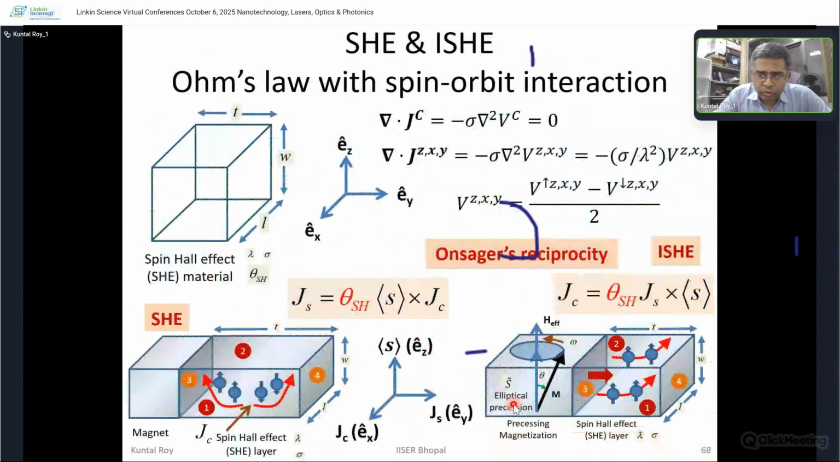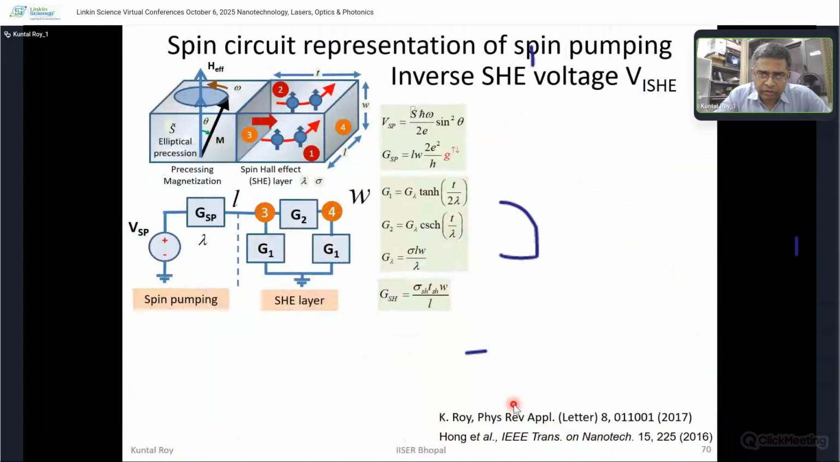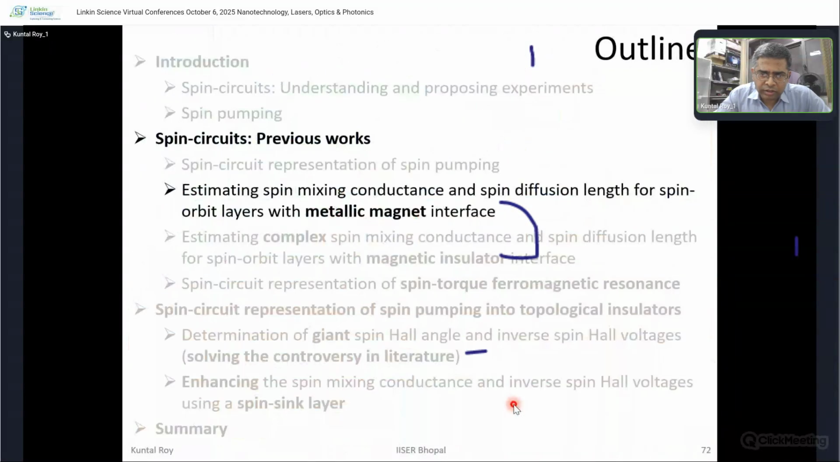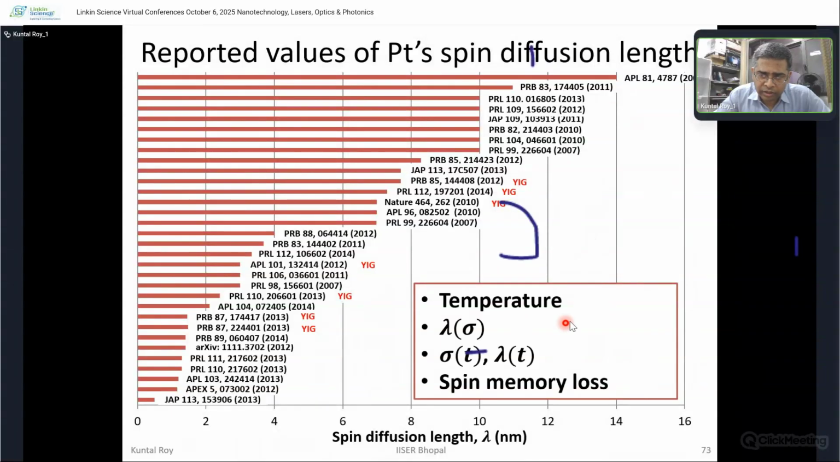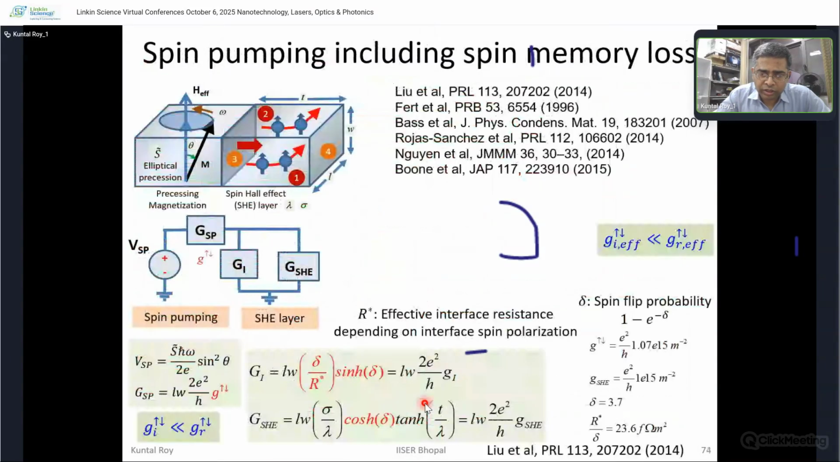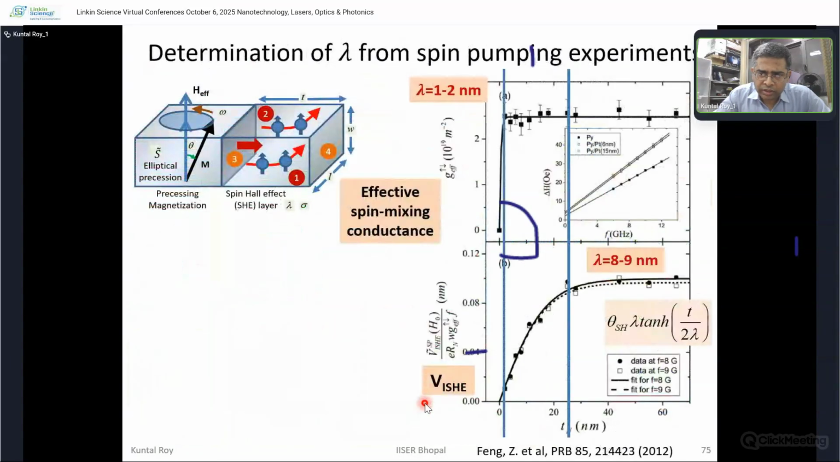That has also been used to determine material properties from experimental results. For example, there is the spin diffusion length, and there is a lot of controversy in the literature. It is reported from 0.5 nanometer to 14 nanometer, and there are many problems: temperature may be an issue, and particularly lambda proportional to sigma is an issue. There is also spin memory loss. We have worked on those things, and critical issues have been pointed out, particularly for interfacial or effective spin mixing conductance and inverse spin Hall effect.